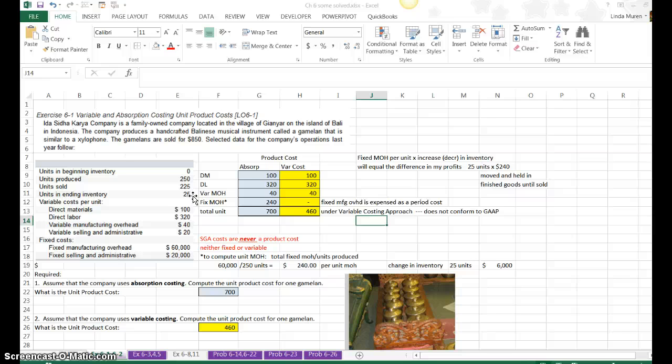But what's different is when inventory increases, here from 0 to 25 units. That means under absorption costing, I moved part of that $60,000 to the balance sheet, and it is still sitting there for those 25 units that I didn't sell. But under variable costing, I expense the entire 60,000. So you should be able to grasp that absorption costing will show more profit whenever inventory increases.